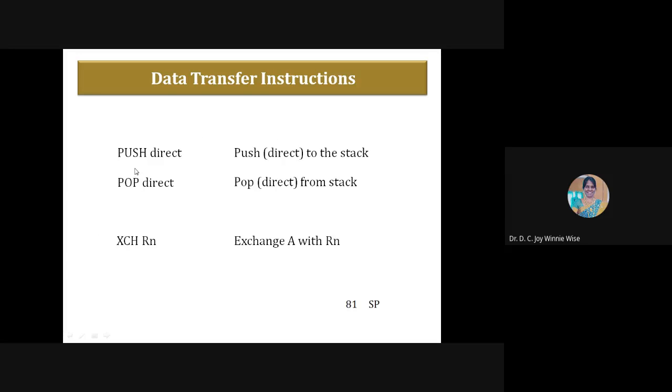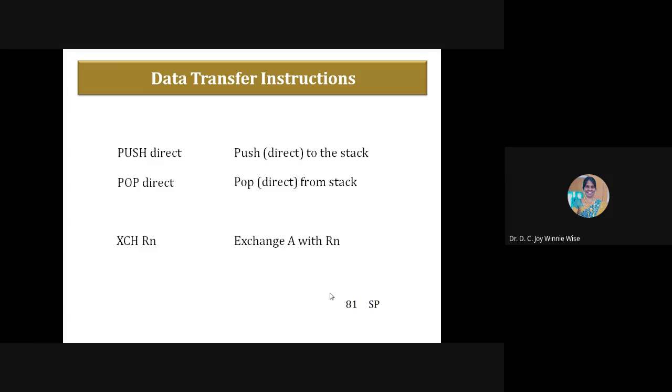So next we have PUSH and POP. In 8086, we write PUSH AX, PUSH BX. But here we cannot write PUSH A, PUSH B, PUSH R0. Here only the direct address will be referred. Suppose I want to push the content of the stack pointer, which is referred by 81. I can write PUSH 81. Suppose I want to push the accumulator content into the stack, I cannot write PUSH A. I can write PUSH E0, because E0 refers to the accumulator.